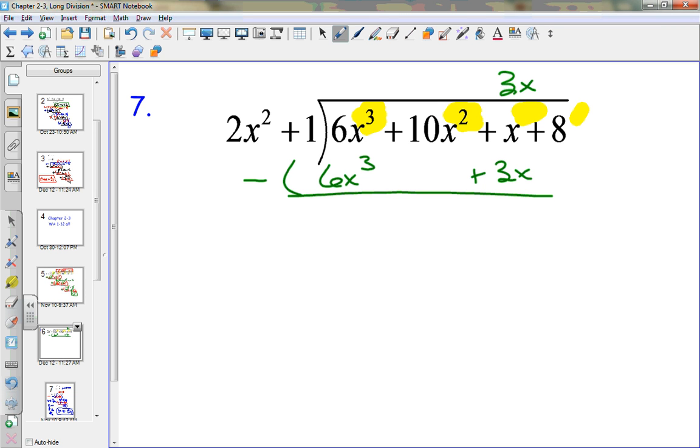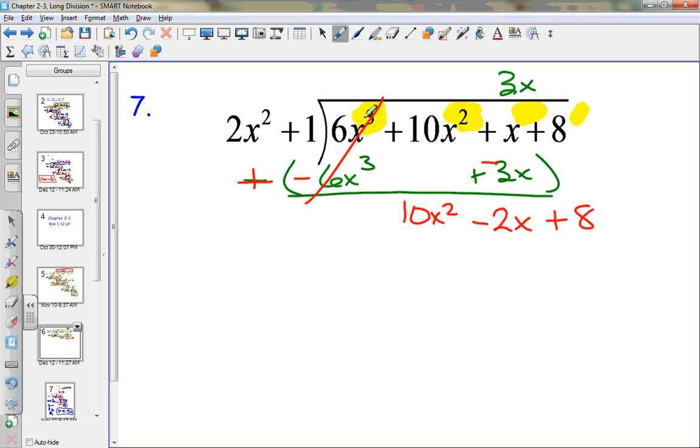So now we're going to subtract. So if I'm subtracting, this changes into plus, minus, and that one's minus. The 6x cubed are gone. What's 10x squared plus nothing? 10x squared. And what is x minus 3x? That's going to be minus 2x. Drop down the plus 8.